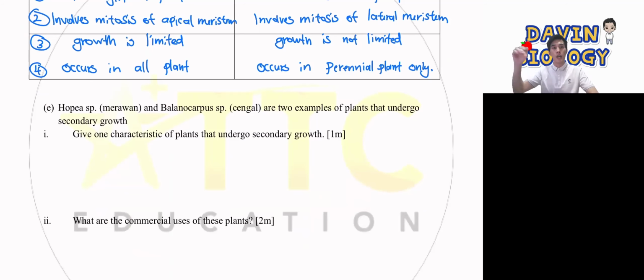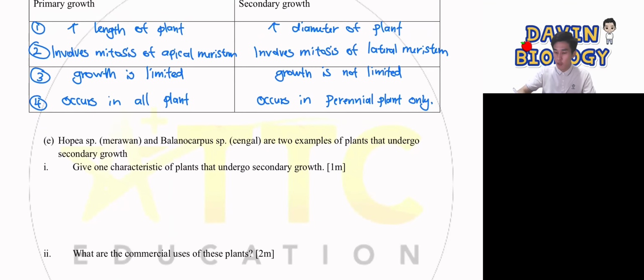Now, here they give you two species of plant that undergo secondary growth, Chengal, Merawan, or Meranti. All these are very common, like last time in geography, those big woody trees in rainforests. So they say that these plants undergo secondary growth. Of course, they are woody plants, they definitely undergo secondary growth. So they ask you to give one characteristic of a plant that undergoes secondary growth. So a plant that undergoes secondary growth will form wood, so they have a hard woody stem.